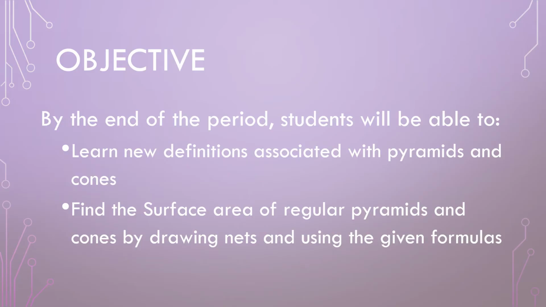So the objective today is that by the end of the period, you will be able to learn new definitions associated with pyramids and cones and find the surface area of regular pyramids and cones by drawing nets and using the given formulas. So much like Monday and Tuesday, we can draw nets for any of these figures, but if you feel comfortable without drawing nets, that's perfectly fine. I'm going to do 2 examples with nets, and then for the actual questions, if you want to draw a net, you can, but you definitely do not have to.